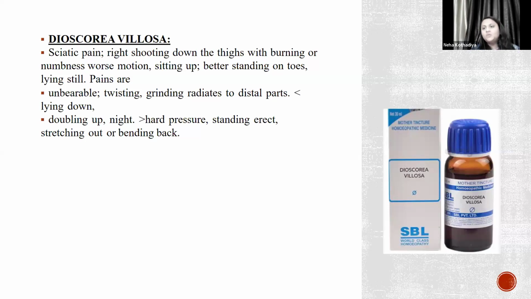Dioscorea villosa and Colocynthis both are very fine medicines to prescribe when the patient is suffering from sciatica. Colocynthis covers both-sided sciatica, right-sided as well as left-sided. Dioscorea villosa is for right-sided sciatica, where standing on the toes and the standing condition are better, and amelioration after hard pressure is present, then one can think of prescribing Dioscorea villosa.